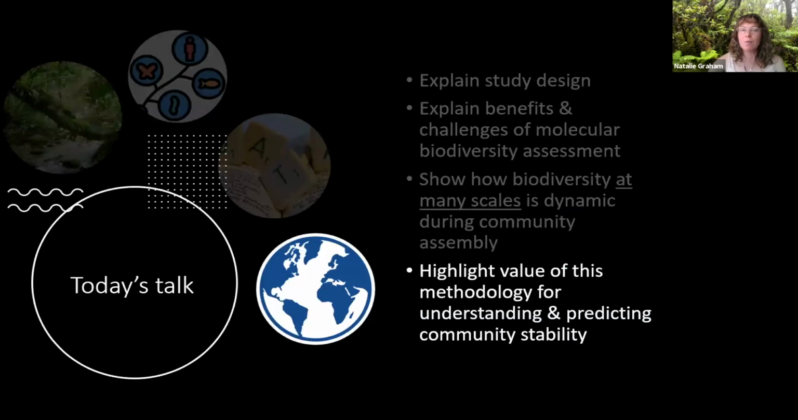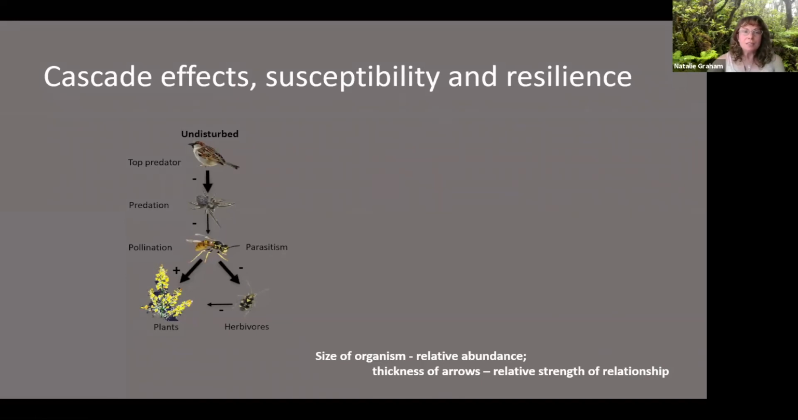The last little bit, I want to explain to you how we can highlight and use this method to understand community stability. So if we think about a hypothetical community that's undisturbed, we have predators, and actually top predators that may be feeding on other predators. Those predators are feeding on organisms that perhaps are parasites or pollinators and have different roles in the community. And those then are acting on the base of the food web.